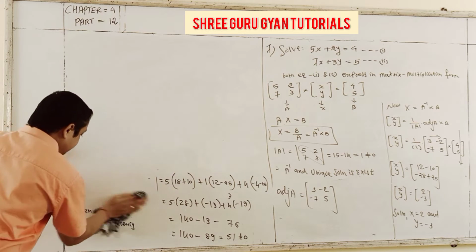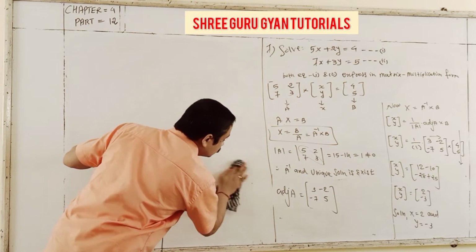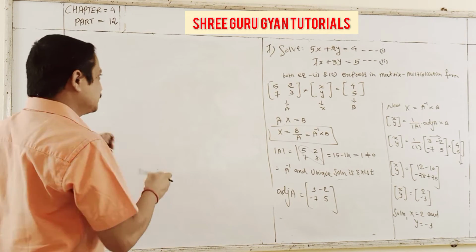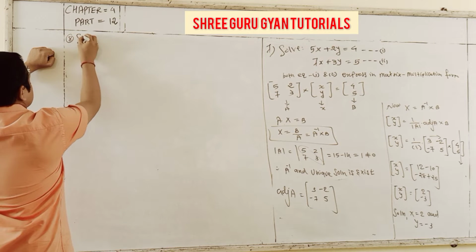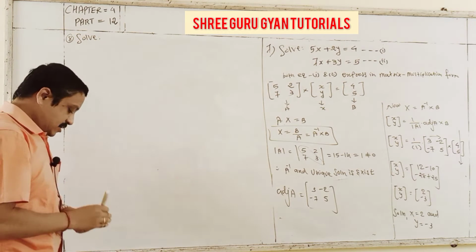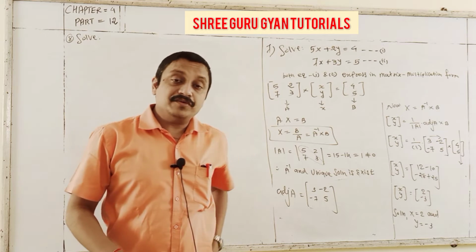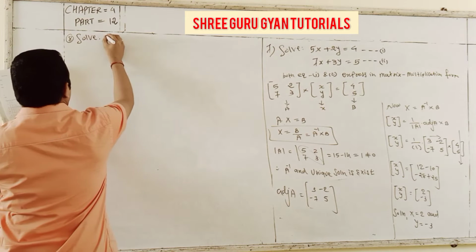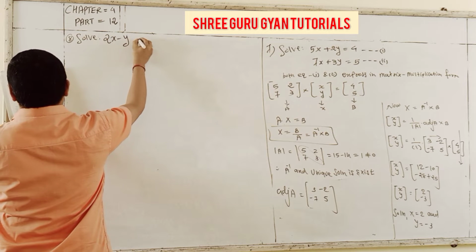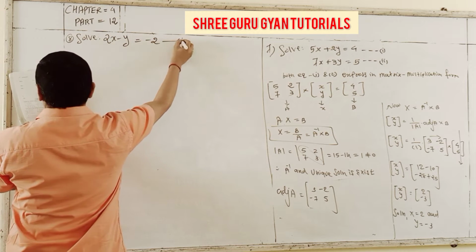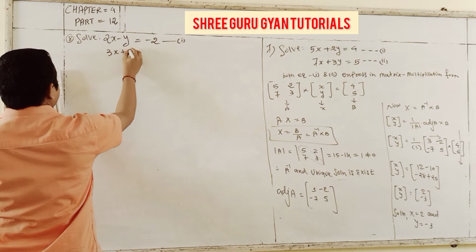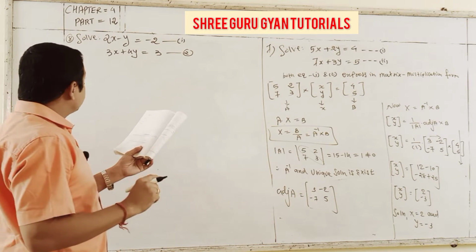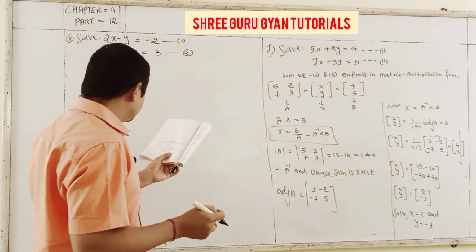Now question 8, also in the same process. Solve the equations. My given equations are 2x minus y is equal to minus 2 and 3x plus 4y is equal to 3. 2x minus y is equal to minus 2 and 3x plus 4y is equal to 3.